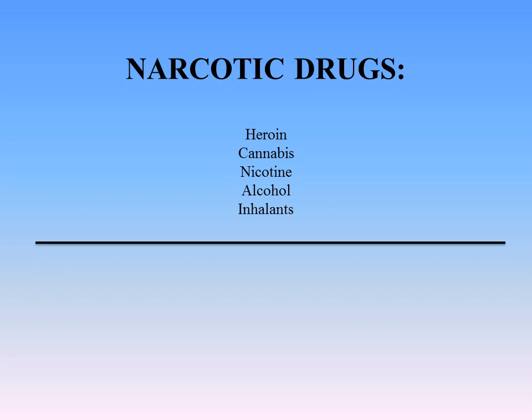Cannabis consists of the dried flowering tops, leaves, and stems of an Indian hemp plant, the cannabis sativa. It includes marijuana and hashish. Intoxication is recognized by the presence of hallucinations, anxiety, and depression.